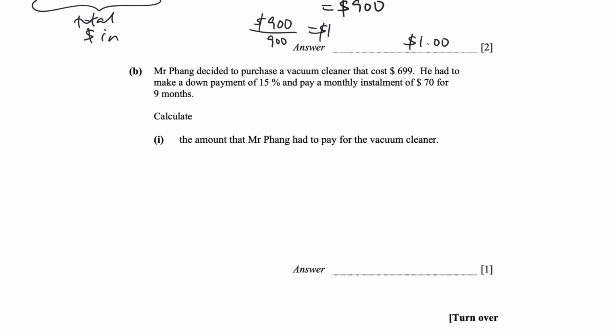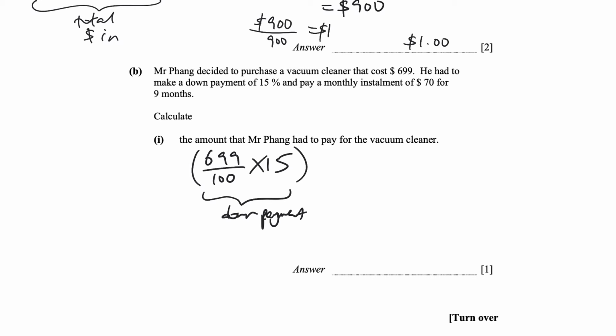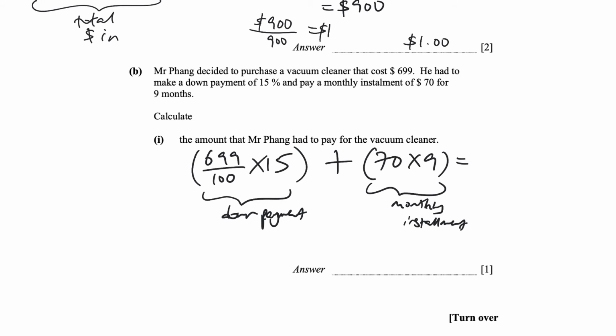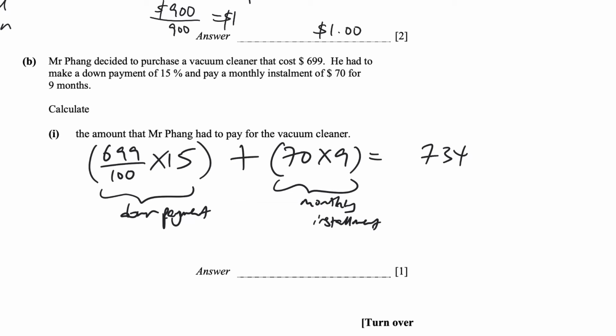So down payment is 15%. We take this, divide by 100 to find 1%, and then we find 15% of it. So this is the down payment. And then he paid a monthly installment, $70 for 9 months. So all of this is the monthly installment. All of this added together will give you the total amount that he paid: $734.85.